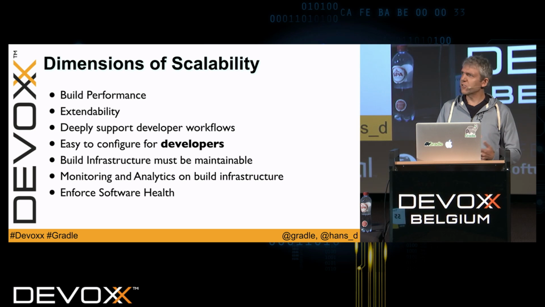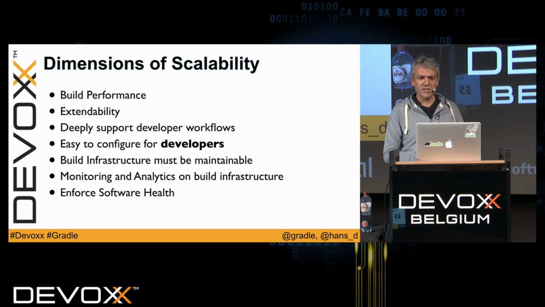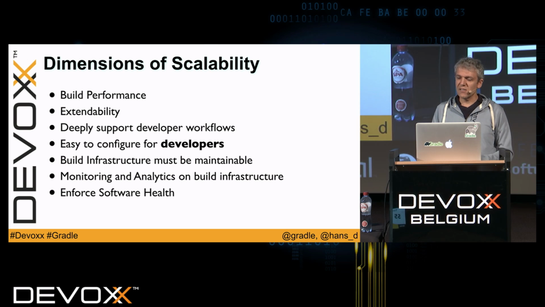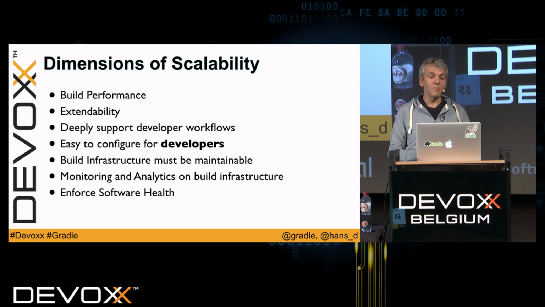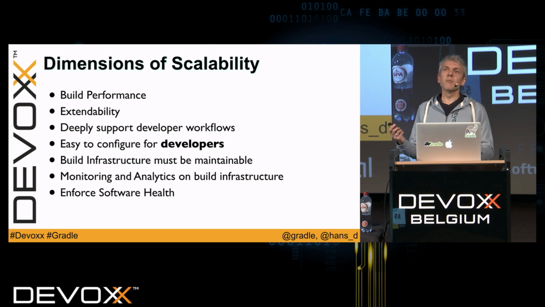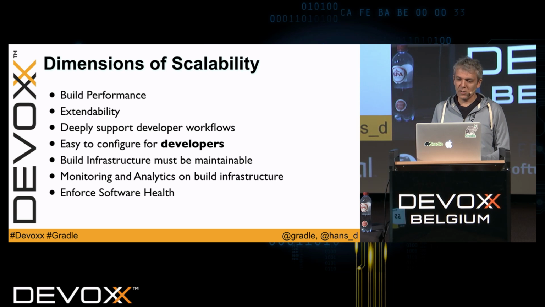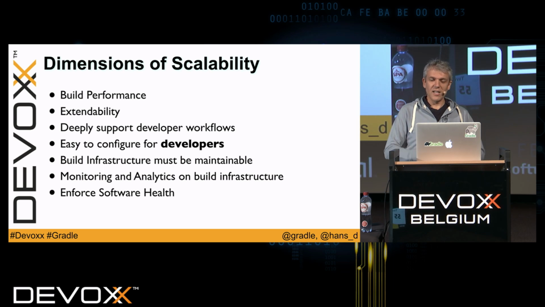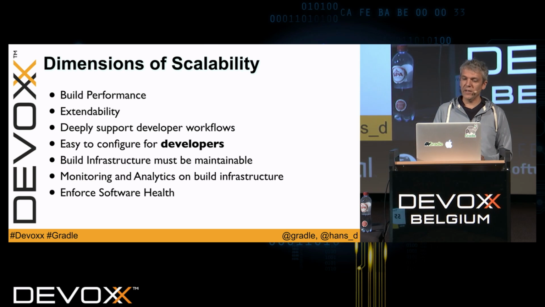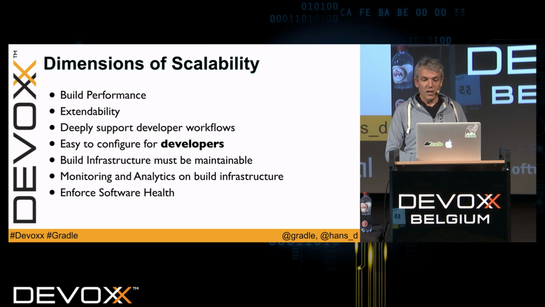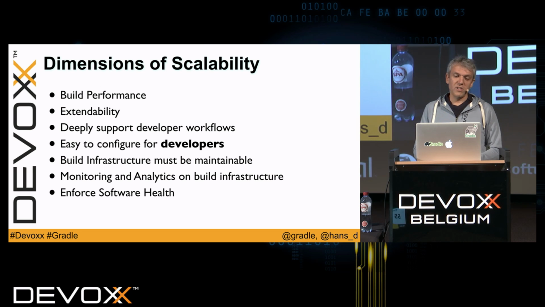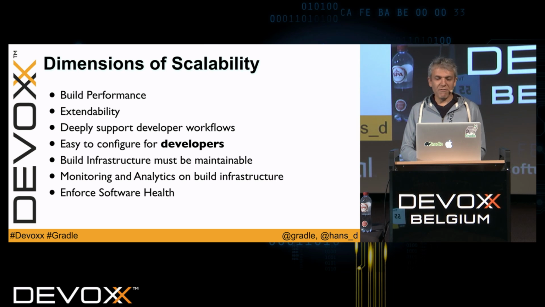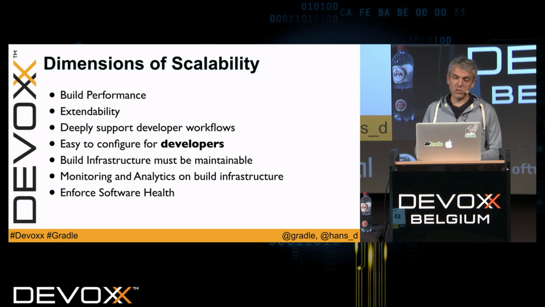The most obvious thing that comes to our mind is build performance, yes. And obviously performance is a very important scalability factor, but there is much more. If extendability is not good, you have a fast build, but it doesn't automate half of the stuff that needs to get automated in your organization. Deeply support developer workflows, and I will show some examples of what I mean by that later on. You can have fast build systems that don't capture key aspects of typical developer workflows, like, for example, working on multiple repositories at the same time.